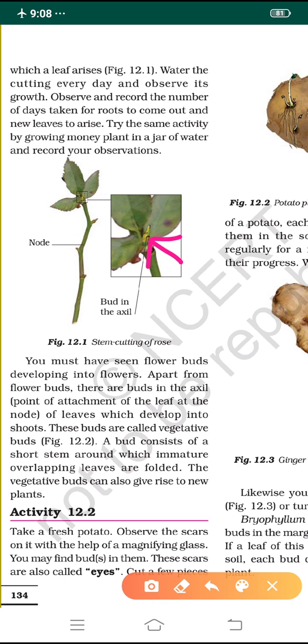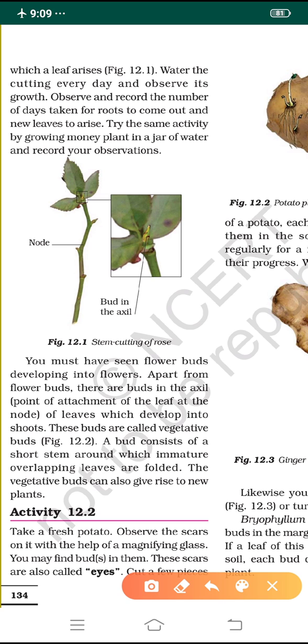So what is this axil? It is the point of attachment of the leaf at the node. Here at the node it is the point of attachment of the leaf. So this is called the axil. Here I am showing it. This is called the axil, the point of attachment of the leaf at the node. These are the nodes. The buds at the point of attachment of the leaf at the nodes we call axillary buds.